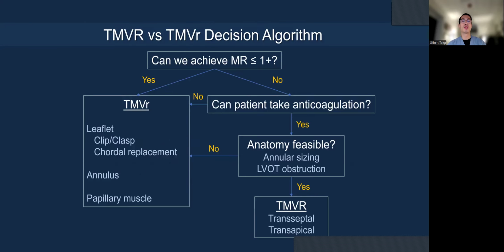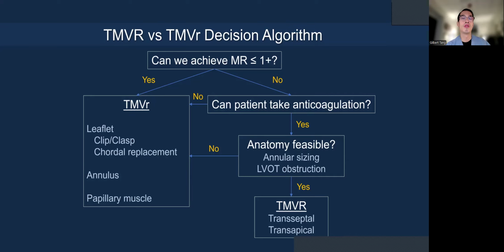In terms of the decision-making algorithm, assuming patients are already optimized, you really have to figure out whether you can reduce the MR to 1+ or better. If you can, then I think transcatheter mitral valve repair, in most cases edge-to-edge, will be a reasonable option. If not, then really the patient should be considered for TMVR. However, the patient will need to take anticoagulation, and also the anatomy will have to be feasible.